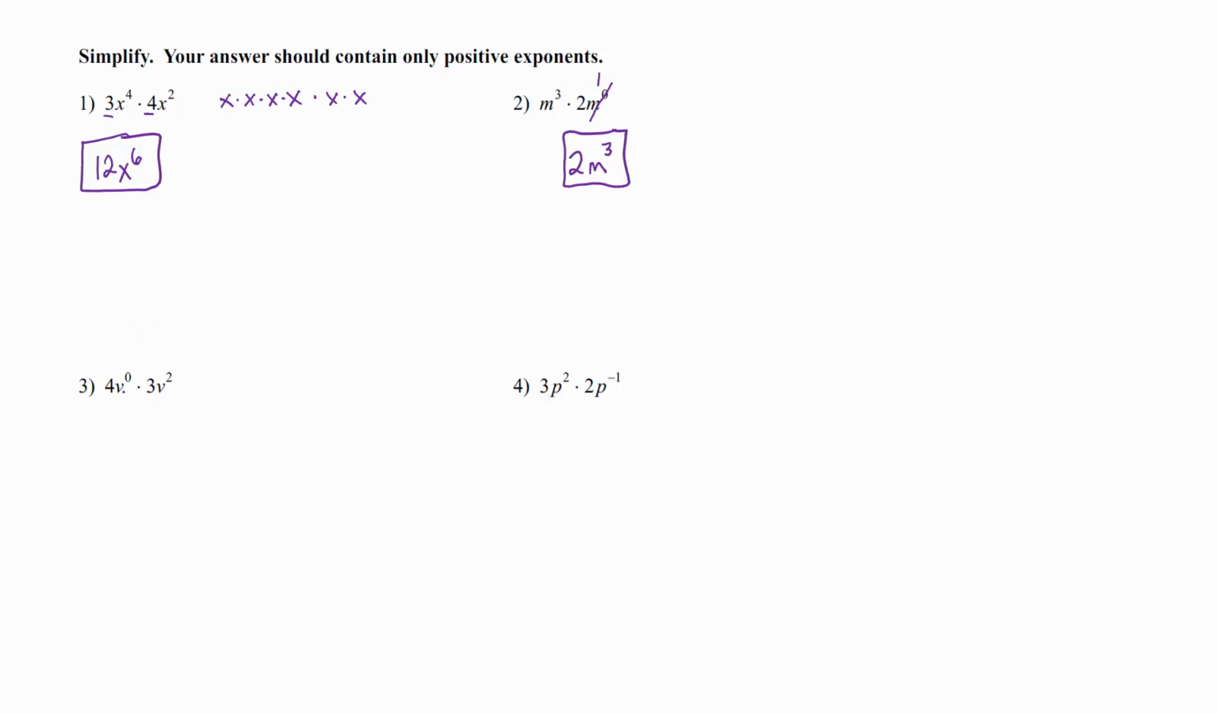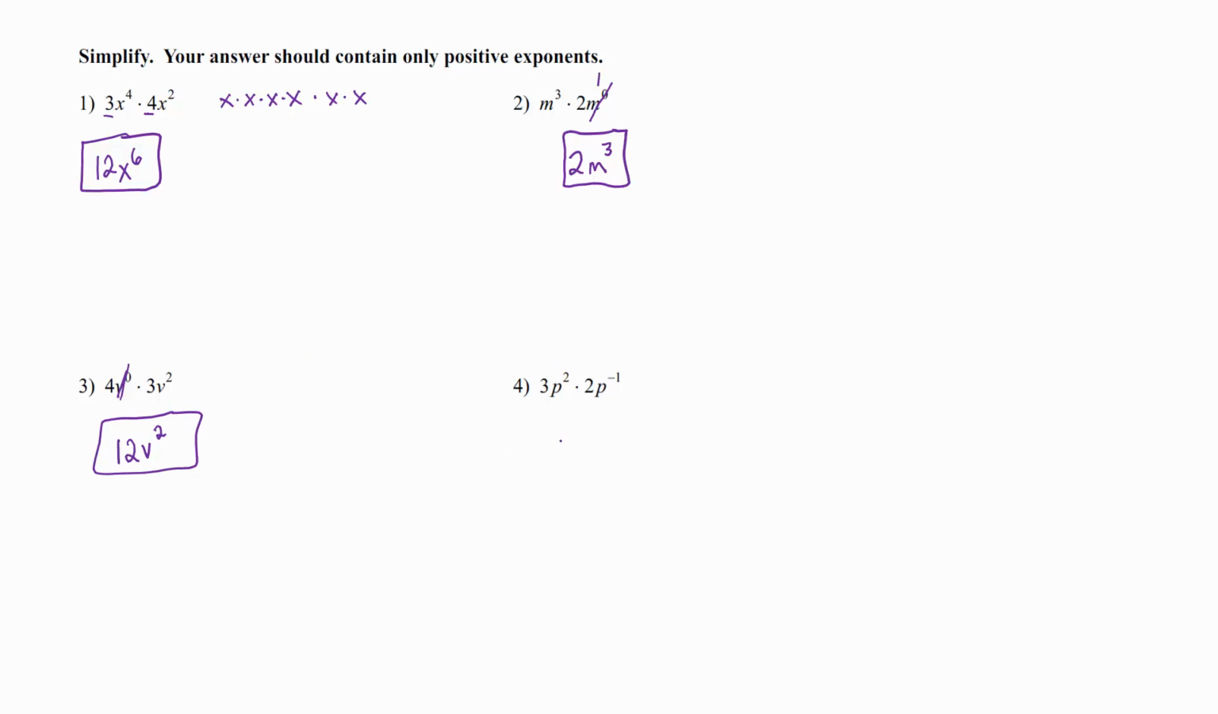So on number 3, we've got v to the 0, which I can cross out and think of this just as 4. So 4 times 3v squared, I'm going to do the 4 times the 3 and get 12. And the v squared doesn't have anything now to interact with, so it stays v squared. We also could have said, well, v to the 0 and v squared, I'm going to add those exponents, and 0 plus 2 is 2. And that would be another way of thinking of how to combine our v's there.